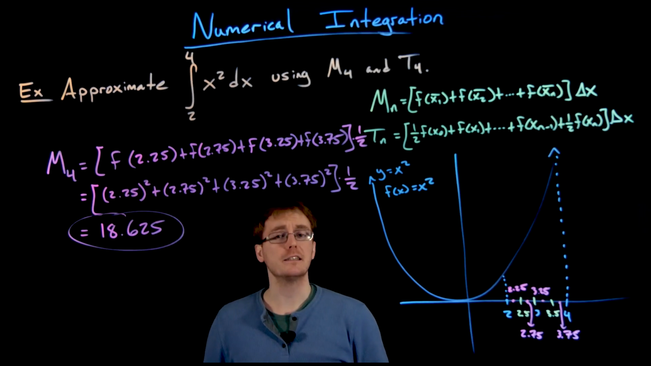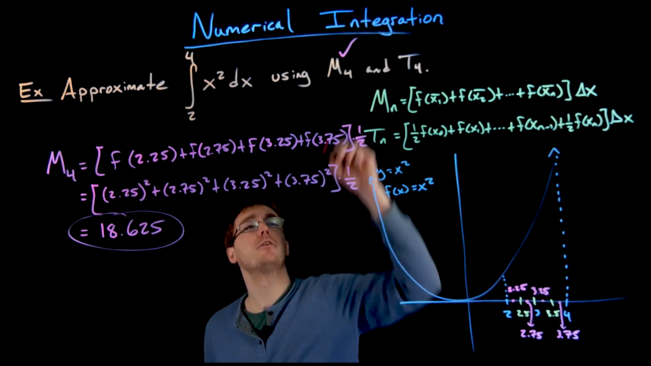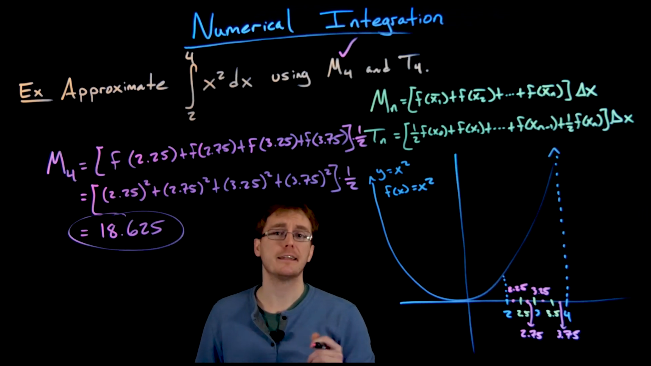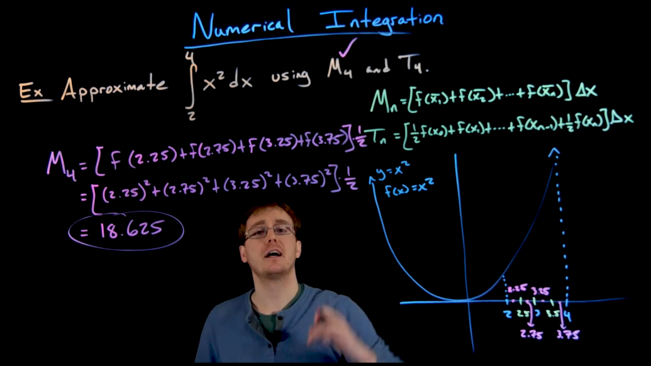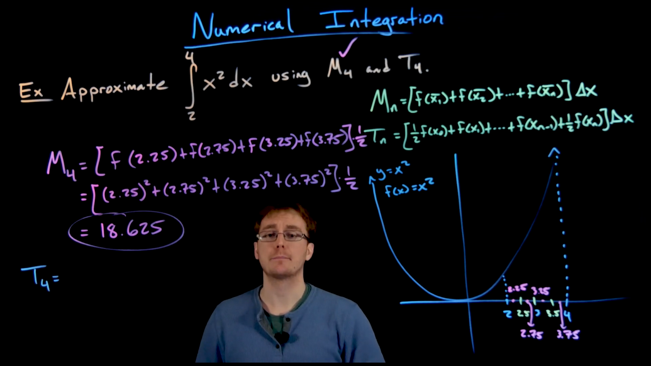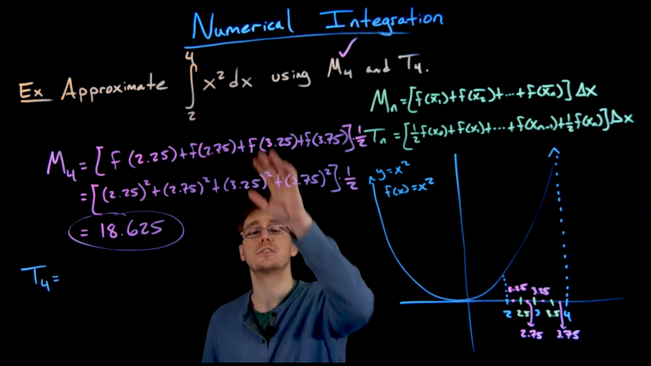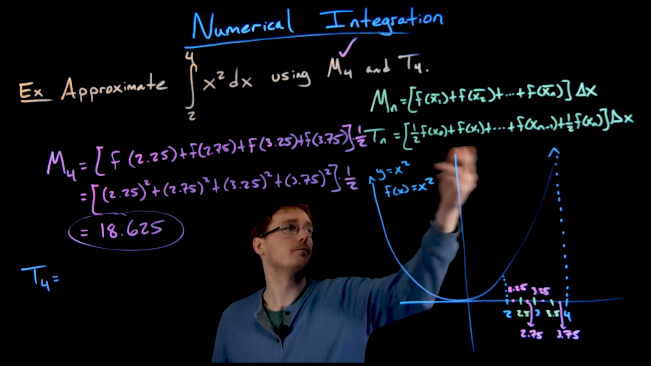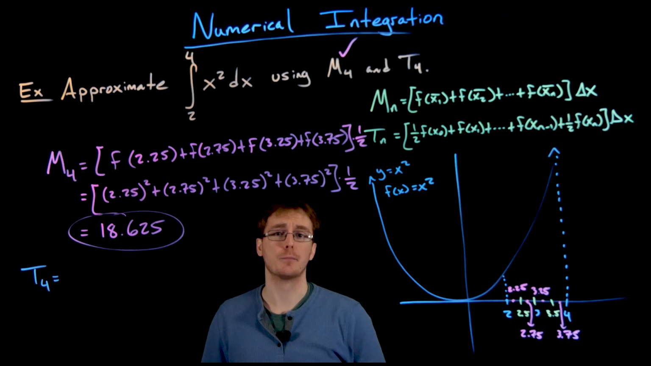All right, so we have completed the first part of our example. We have found our midpoint approximation. Now to finish this example off, we have to find our trapezoidal approximation. So now to find our trapezoidal approximation with n equals 4 subintervals for our same definite integral, we just use our formula that we still have written up on the board.